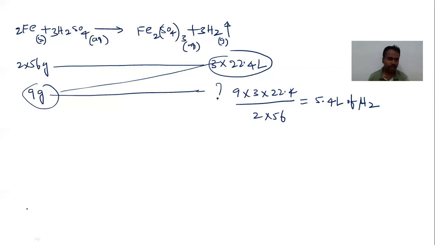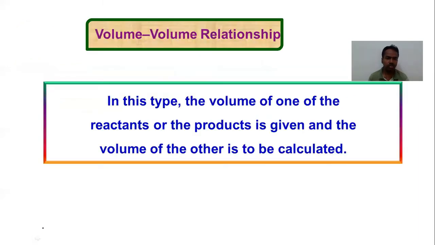Now let us see the next one, the volume-volume relationship. Take any chemical reaction, with reactants and products. Reactants are on the left side, products on the right side. If we compare the volume of reactant with the volume of product, both being volumes, that is called the volume-volume relationship. So in this model of questions, the volume of either the reactants or the products is given, and they will ask for the volume of the other one. You get more clarity by taking one more numerical here.